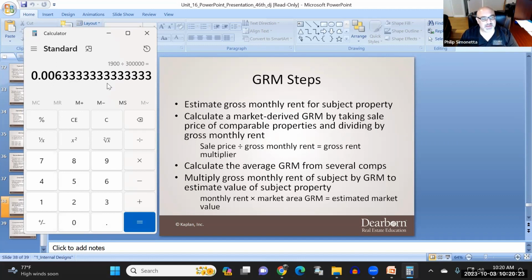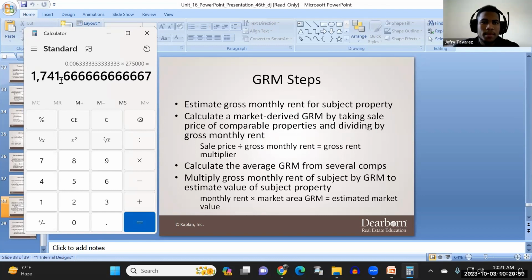So let's say the rent. I'm going to shorten this number a little bit, just to do what we're doing here. So 0.0063. Now that's the rent multiplier for that house. That's what it gets if it's 1,900 for 300,000. Now, if we take this number and multiply it by 275,000, that's what the rent should be for that house, if it's the same. Do you follow what I mean?